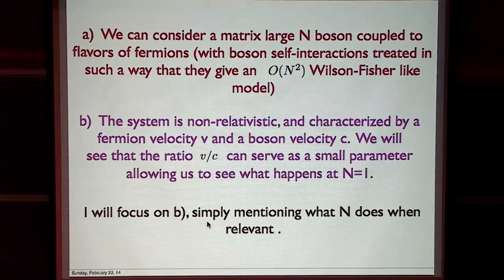The second small parameter is this ratio of velocities. The system is non-relativistic. There's a fermion velocity V and a boson velocity C. And we'll see that the ratio V over C can serve as a small parameter, even down to N equals 1. Okay, and really, I'll focus on this one because my colleagues in McCullough at Stanford don't like this one. Okay, but I'll mention N when relevant. If you're somebody who wants parametric control and you really want to know what happens, you can take N to be 72 and you'll feel much better.